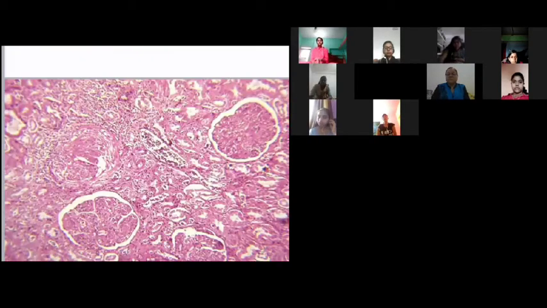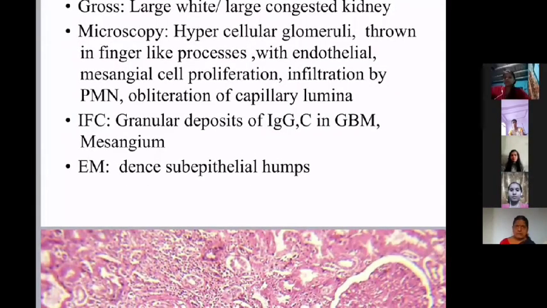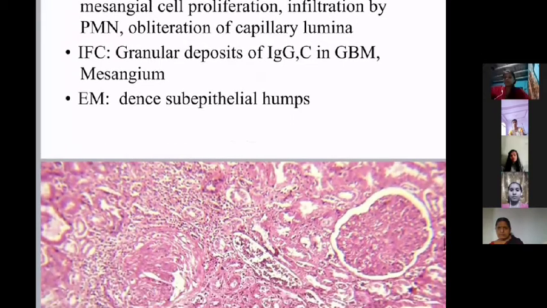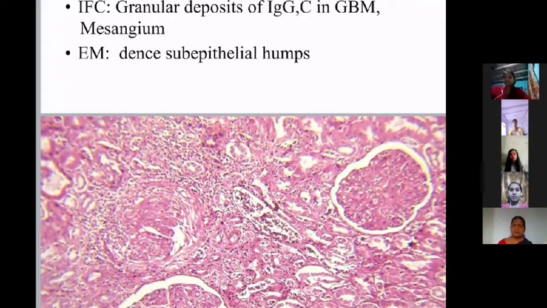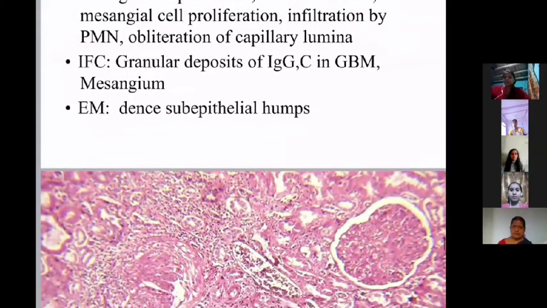Second, endothelial or mesangial cell proliferation, meaning that is how cellularity increases. So there is proliferation of endothelial and mesangial cells, and there is infiltration by PMN. PMN is polymorphonuclear leukocytes, that is neutrophils. Here you see the neutrophils infiltrated around the glomerulus and inside the glomerulus also. So this is called acute. Understood? Acute means the infection is acute, so the deposition of neutrophils is there.